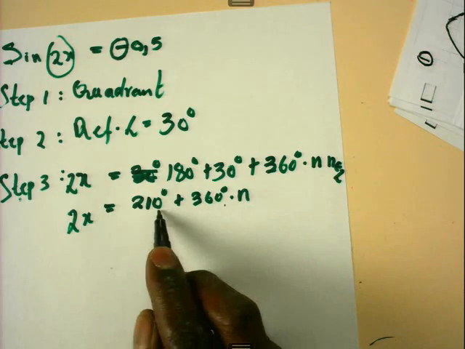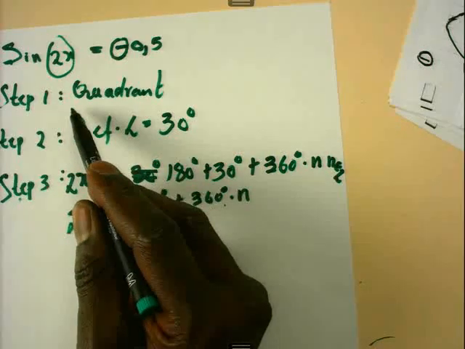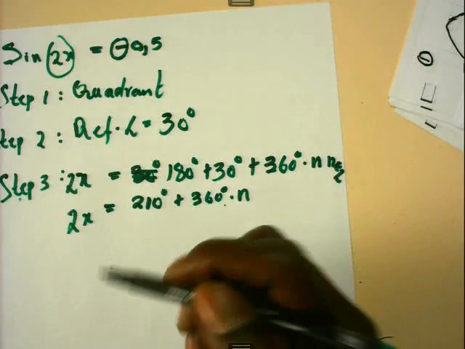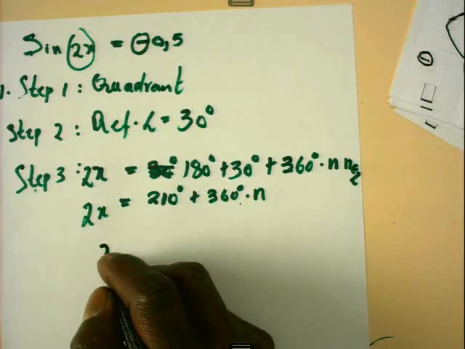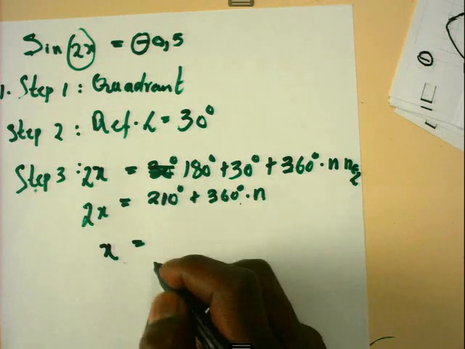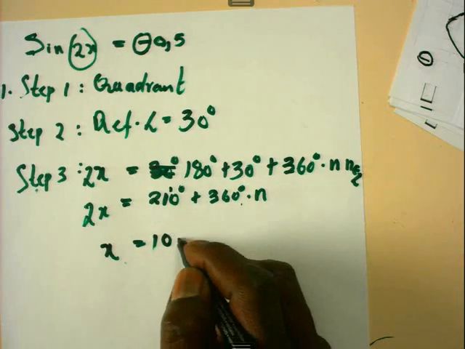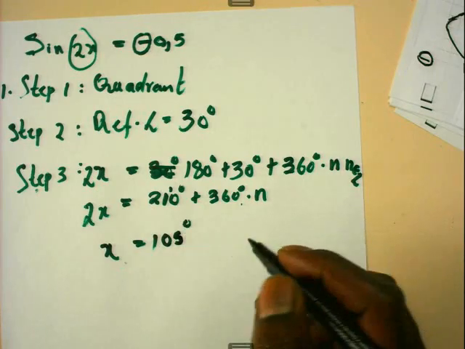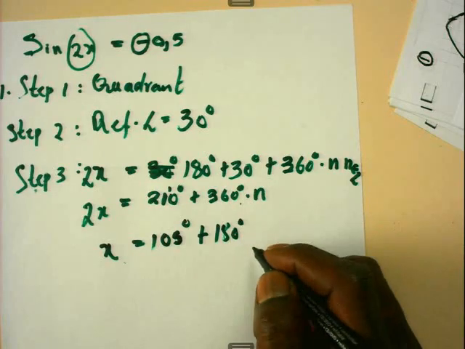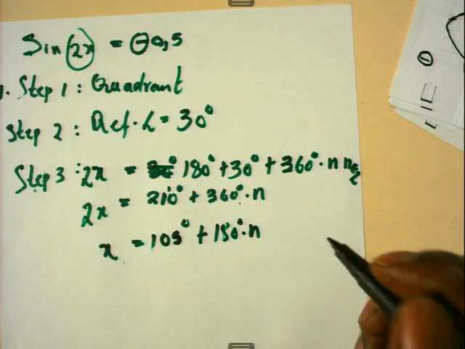This one has got n, this one doesn't have n. Now, we are not looking for the solution of 2x, but we want the value of x. So, to find the value of x, we must divide throughout by 2. 2 into 2 will go once, 2 into 1 doesn't go, it leaves 1 into 5. Into 10, it will go 5 times, plus 2 into 360, it will go 180 degrees times n. That will be the first solution.